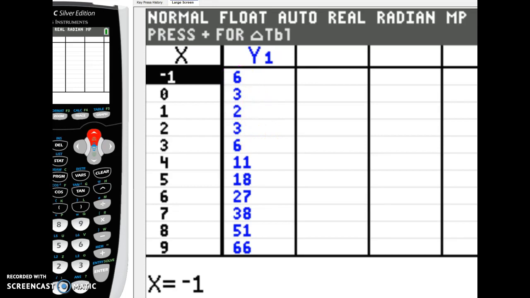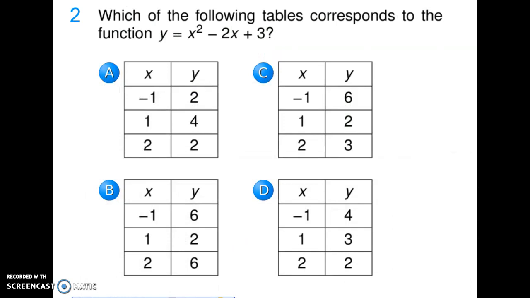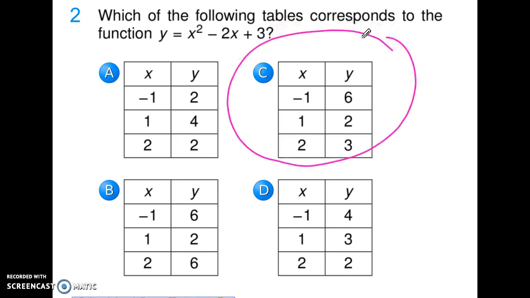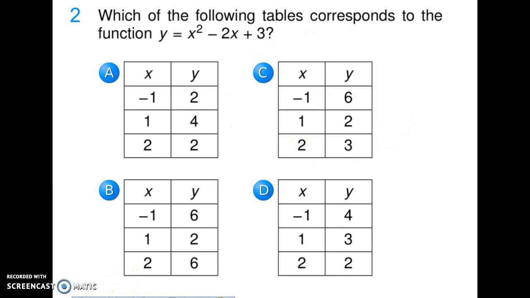So let's go back to the problem and see which answer matches that. 6, 2, and 3 is here in C. That matches the graph that we pulled up in our calculator. Now again, if you don't have a calculator, you can just substitute in negative 1 in place of x, and you should get 6. Then you plug in 1, and then you plug in 2, and so on. So that is one more way to do this problem.